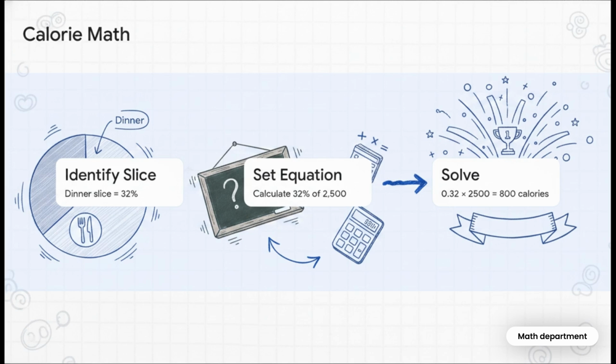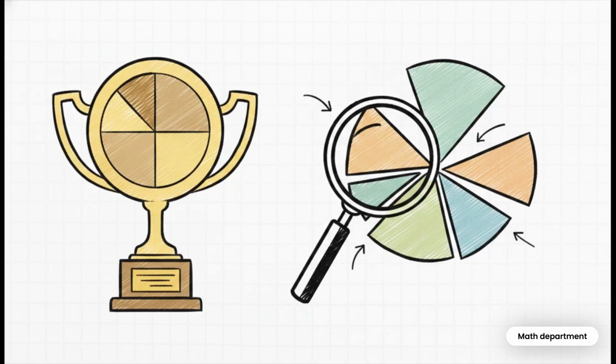Step 1, we identified the dinner slice from the chart, which is 32%. Step 2, we set up our equation. We need to find 32% of her total, which is 2,500. Step 3, we multiply 0.32 times 2,500, which equals 800 calories. If you got 800, you should definitely celebrate that. You nailed it. Congratulations, you have officially mastered pie charts.